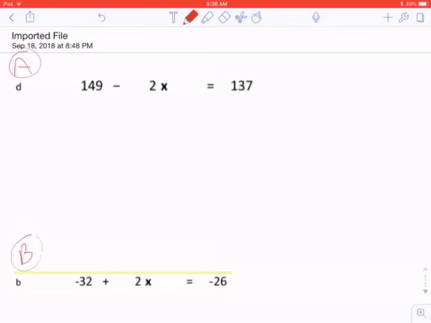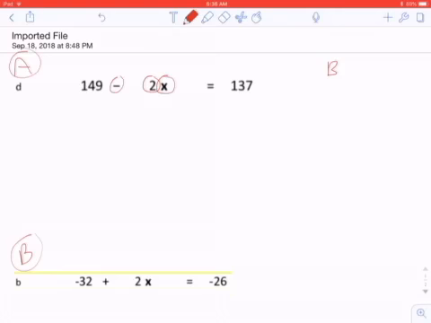So let's take a look at this equation. 149 minus 2x equals 137. What we always do when we're reading for BEDMAS is we start with x and we look at what happens to x. So this is where we're going to have to rewrite this equation. So there's a 2 there and a minus sign there.